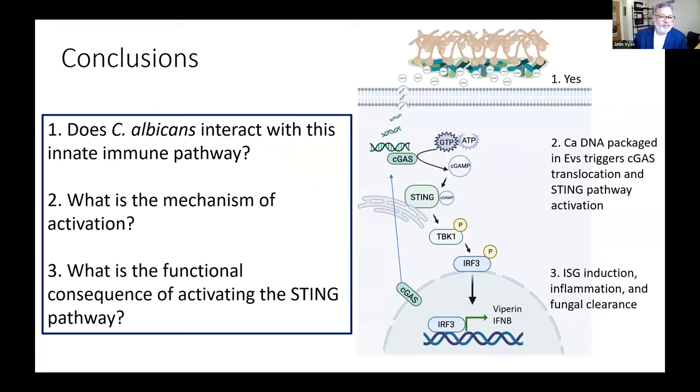So let me share with you some of the answers to the three questions that Hannah asked. She asked, does Candida albicans interact with this innate immune pathway? And I hope that I convinced you that the answer is yes. We wanted to better understand what the mechanism was for activation. And we understood that Candida albicans DNA packaged in extracellular vesicles triggers cGAS translocation and STING pathway activation. And we think that the functional consequence of activating the STING pathway is significant interferon stimulated gene induction and elaboration of inflammation, which at times can be pathologic, and also directly affects fungal clearance in this mouse model of infection.